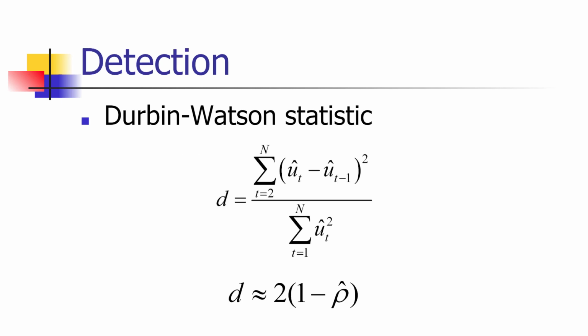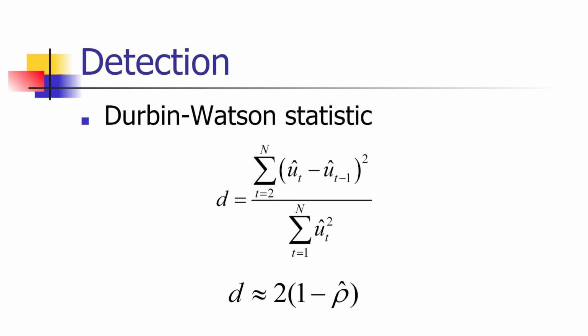The simplest test for first-order autocorrelation is a Durbin-Watson statistic that appears on the screen. We compute that by, in the numerator, taking the difference between the error term in time period t and the error term in time period t-1 and squaring that, and we can do that for periods 2 to n. We lose the first one since we don't know what happens in the time period before time period 1, and we divide that by the sum of the squared error terms.